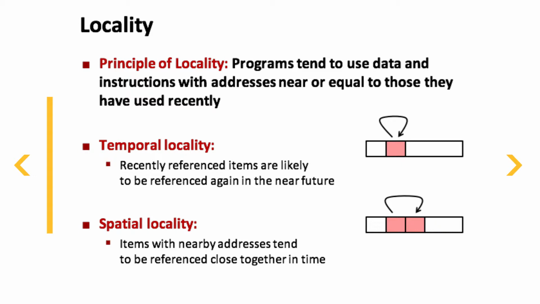We have a couple different kinds of locality. We have temporal locality, which means that recently referenced items are likely to be referenced again in the near future. Right? That's our temporal locality. And spatial locality means that items with nearby addresses tend to be referenced close together in time. So we want to keep in mind the difference between temporal locality and spatial locality.